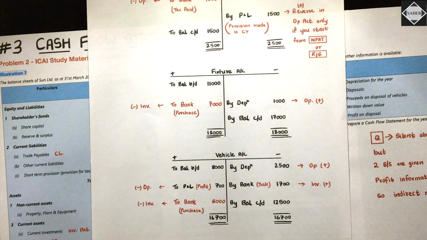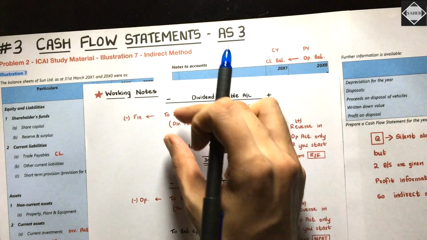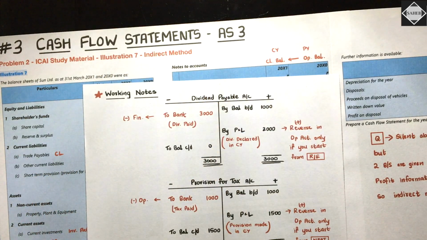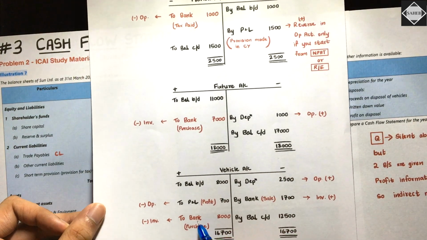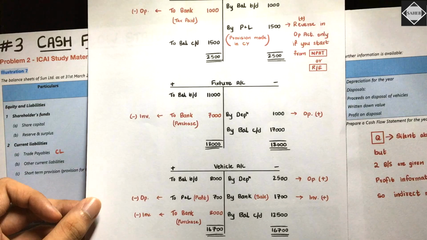Is it clear? Simple, right? You understood the logic and everything. So in these ledger accounts, all these red things are the balancing figures. Okay. Understood? Clear. So you are clear with the ledger accounts.